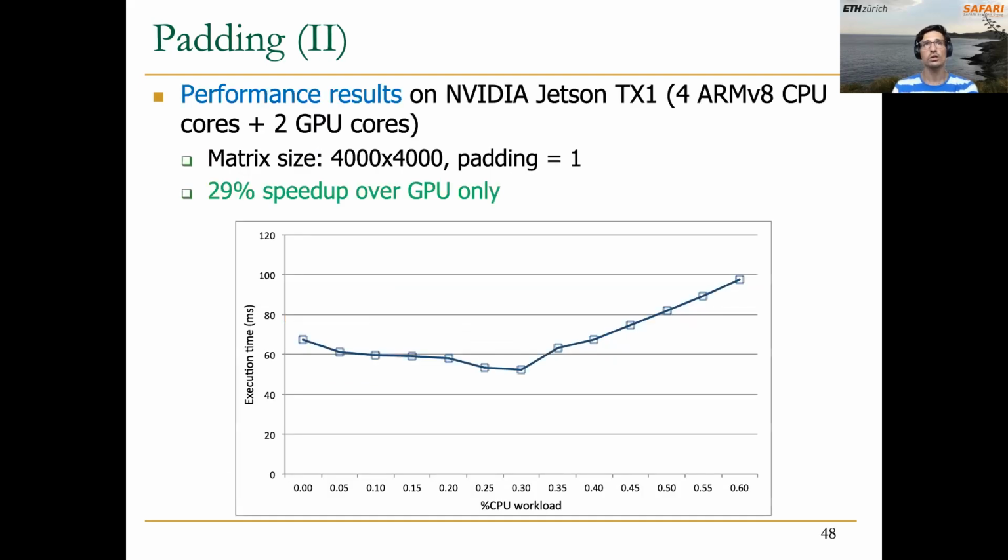And that's actually our first implementation on the NVIDIA Jetson TX1. What we do is partition the matrix statically across both devices. We give one part of the matrix to the CPU, another part of the matrix to the GPU. We perform the padding operation, shifting rows, and so on, and then we merge both parts. Here you can see that for a matrix of 4,000 by 4,000 and padding of one extra column, we obtain up to 29% speedup when finding the optimal distribution of workload between CPU and GPU.